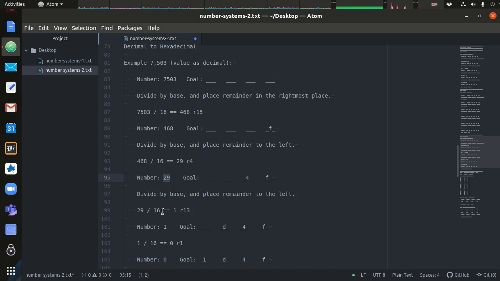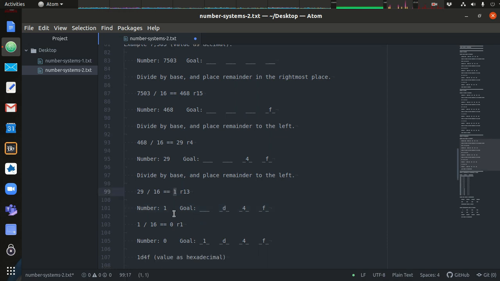So 29 divided by 16 is 1, with 13 left over. Okay, so 13 is not a valid hexadecimal digit, so we have to convert that. So we know 15 was F, right? So 1 less would be E, that would be 14, and then 1 before that is D, which would be 13. So we know this value 13 is D. And if you needed to type it out, you could do that, right? Keep track of the A, B, C, D, E, and F, but eventually that should be something you memorize. All right, so D is 13, right?